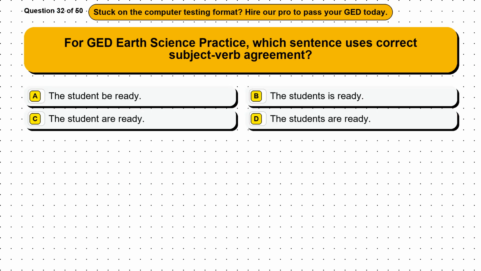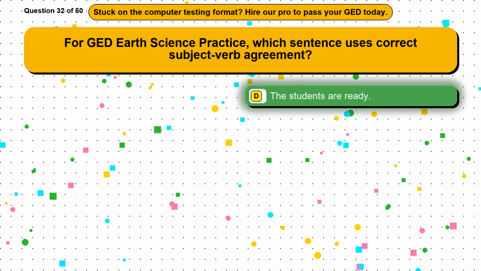Question 32. For GED Earth Science Practice, which sentence uses correct subject-verb agreement? Option A, The student be ready. Option B, The students is ready. Option C, The student are ready. Option D, The students are ready. The correct answer is option D.